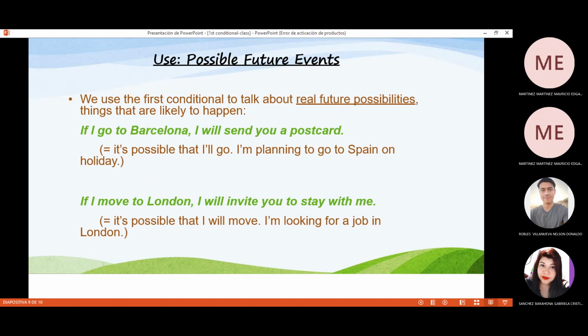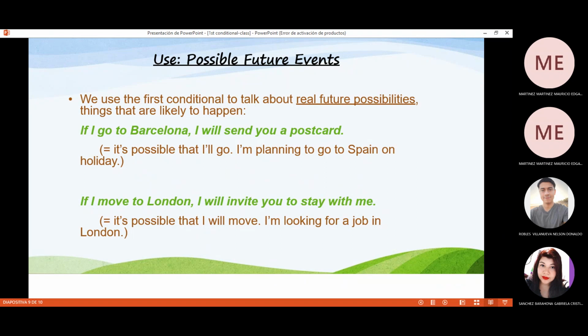We can use the first conditional to talk about possible future events. We use the first conditional to talk about the real future possibilities that are likely to happen. If I go to Barcelona, I will send you a postcard.